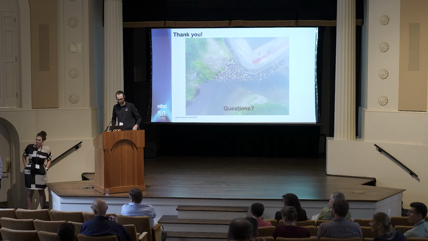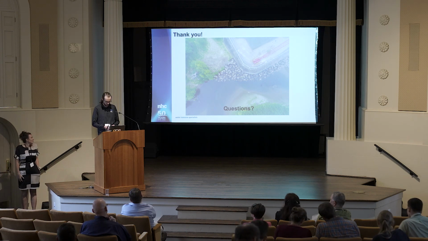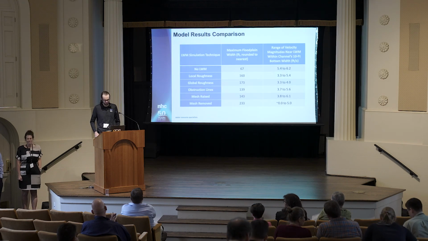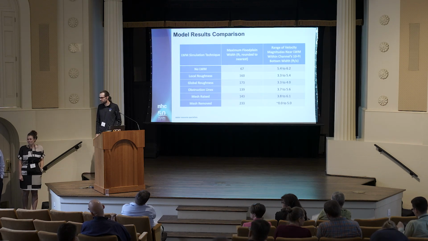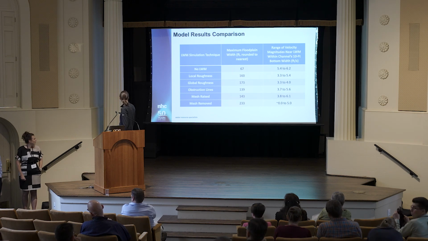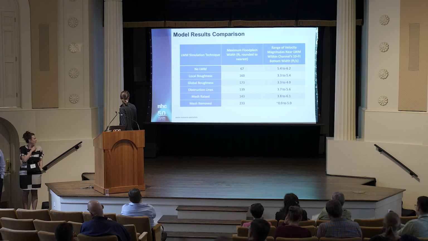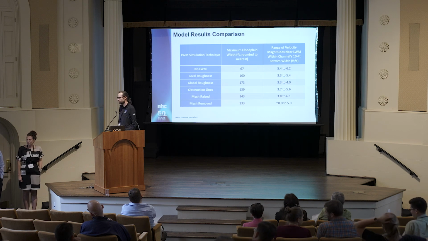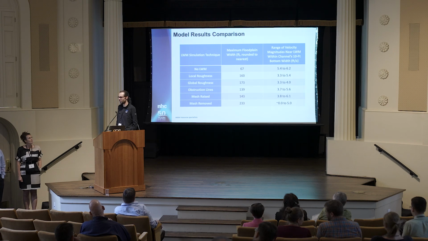Could you go back to that table, like one or two slides back? Yeah. The mesh removed seems, the other ones are all more or less consistent. Mm-hmm. But when you remove the mesh, that seems to be a real outlier. You mean with it dropping down to zero, essentially? No, I'm looking at the floodplain width, for instance.